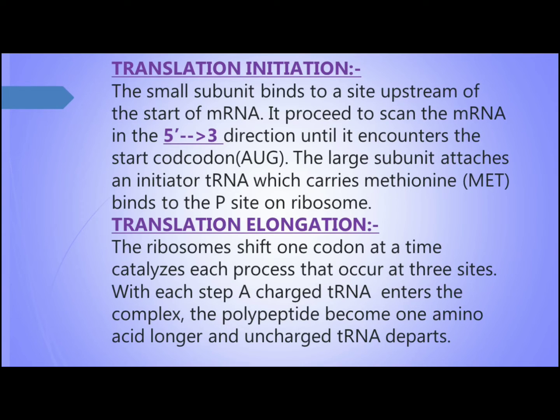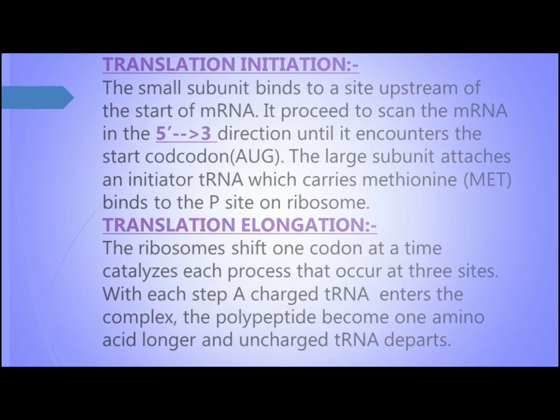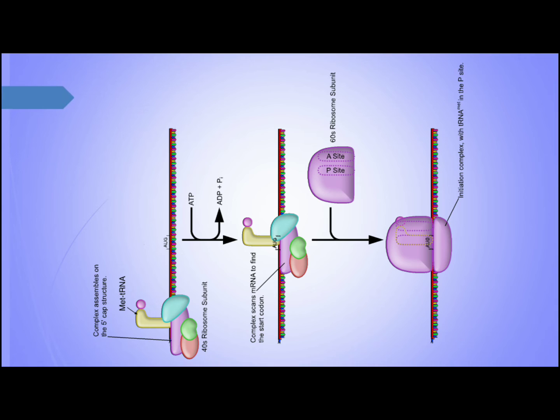Translation. Initiation. The small subunit binds to a site upstream of the start of the mRNA. It proceeds to scan the mRNA in the 5' to 3' direction until it encounters the start codon AUG. The large subunit attaches, and an initiator tRNA, which carries methionine (Met), binds to the P site on the ribosome.